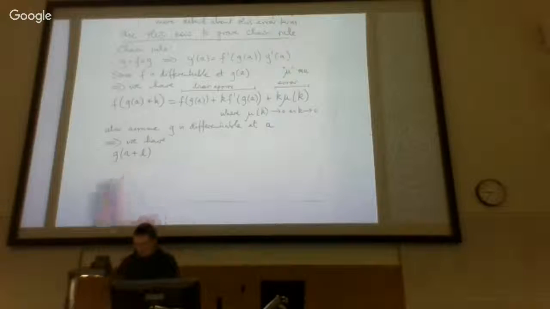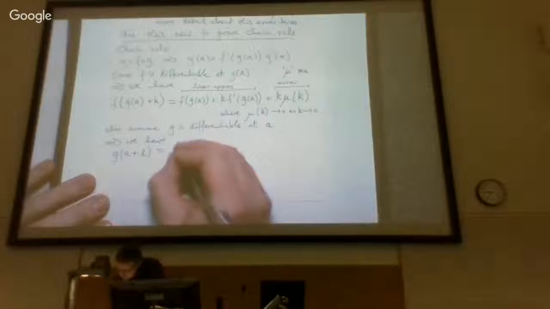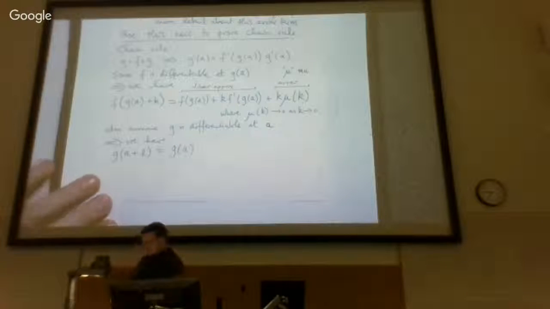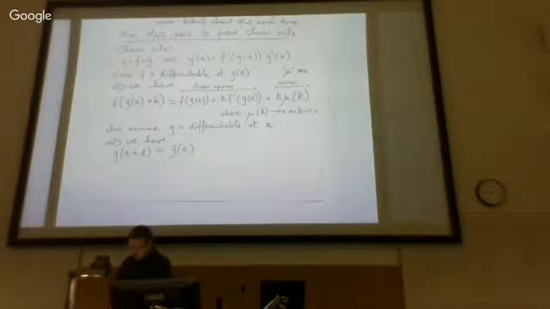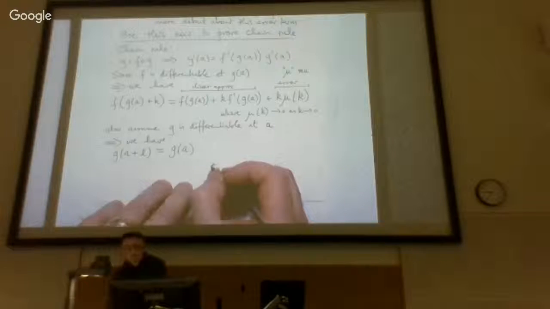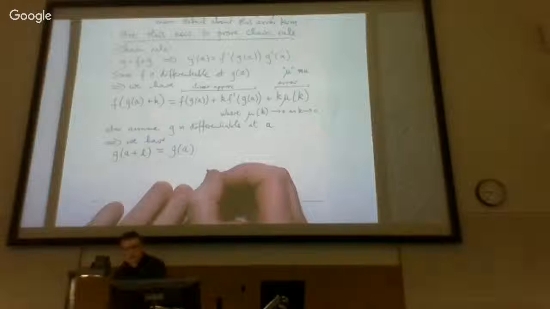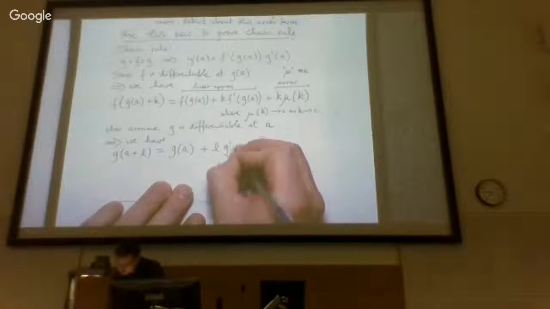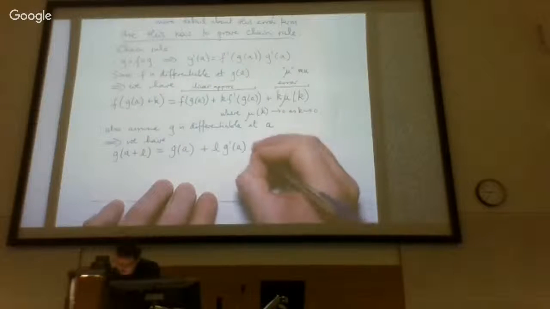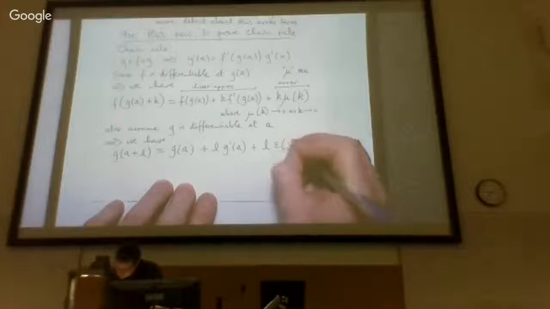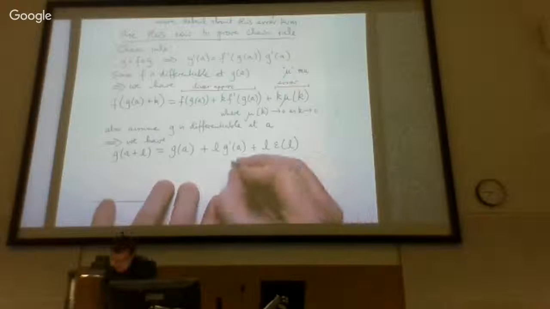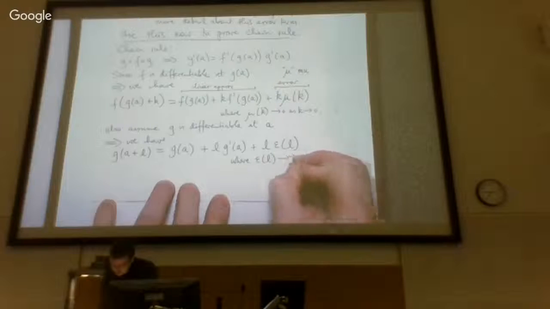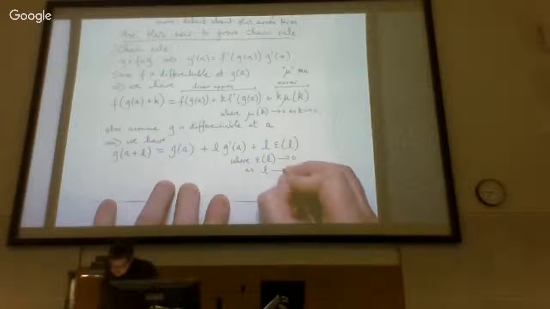So g at a nearby point a plus L, we're assuming that this is the value of g at the base point, g of a, plus L times this derivative number, g prime of a, plus L times, and I'll use epsilon of L for this error function. We've just had the equivalent thing where epsilon of L goes to 0 as L goes to 0.